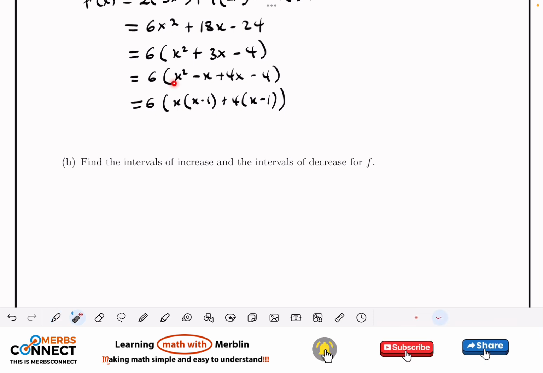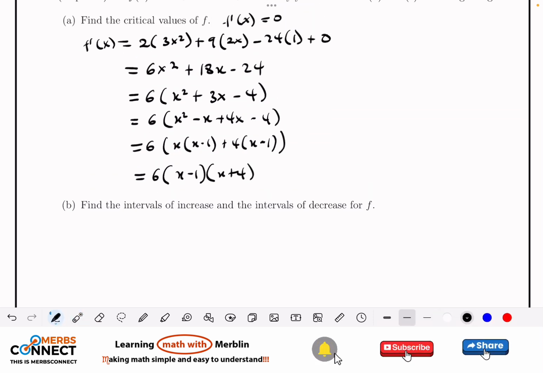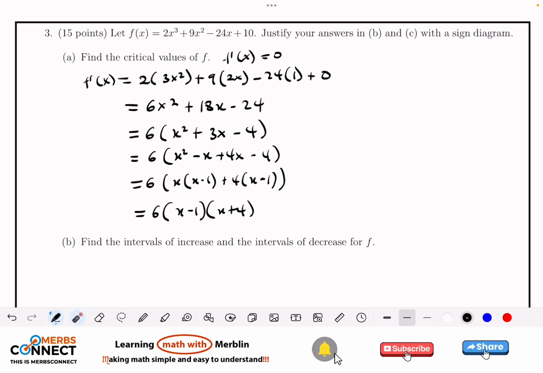Good. So here, I was just combining this. I factor x out and get this. This one I factor 4 out and get this. Since I have x minus 1, I can combine this one as 6, x minus 1. Then I combine the x and the 4, which is going to give us x plus 4. So with this simplification, it will help us to know the values of x that is going to make this f prime to be 0.